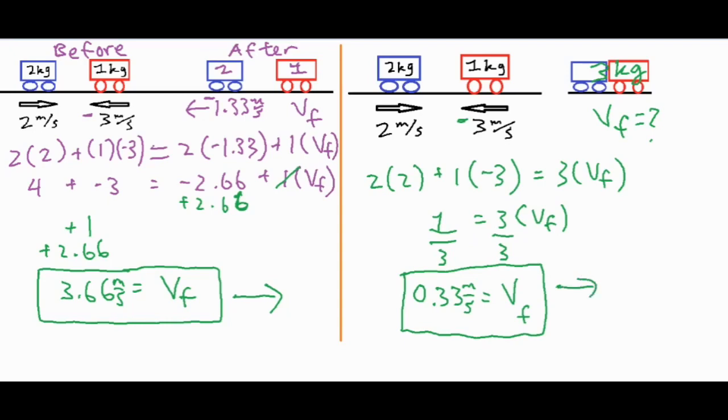So with these problems, a lot of it is really just making sure your numbers are organized. If you draw a picture with arrows, include your negatives, and then drop your numbers straight down, the rest of it is not too complicated from there. You just have to work out a little bit of algebra and then solve from there.